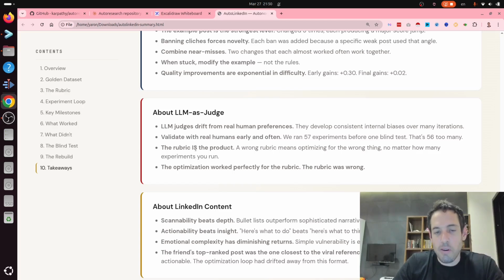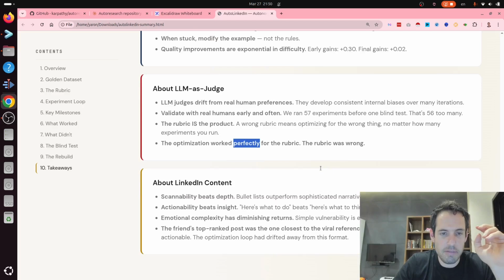The rubric, or basically the eval, is the product. A wrong rubric or parameter for the eval means optimizing for the wrong thing, no matter how many experiments you run. The optimization will work perfectly for the rubric or eval, but the eval itself, the parameter, was wrong, or at least how the LLM as a judge perceived what is important within the parameter.